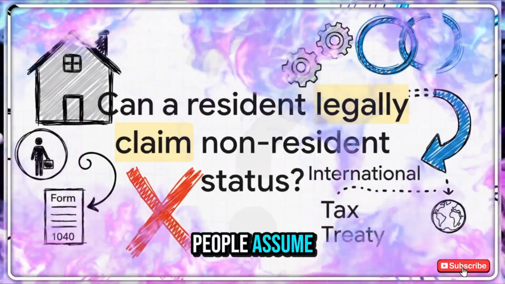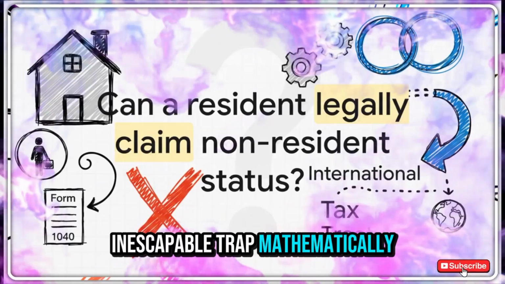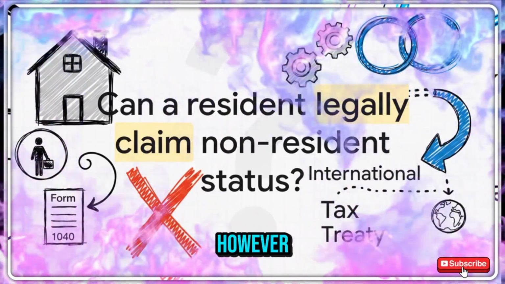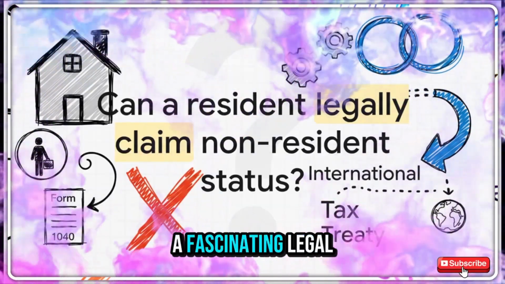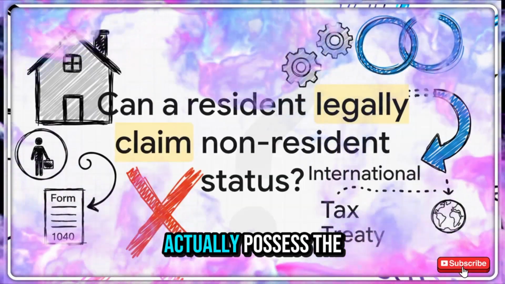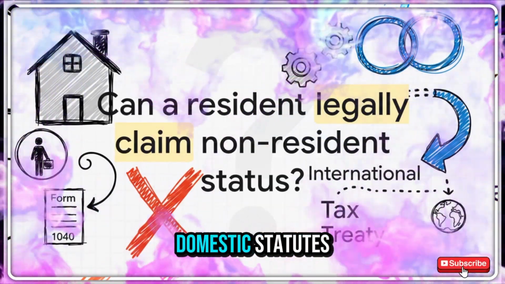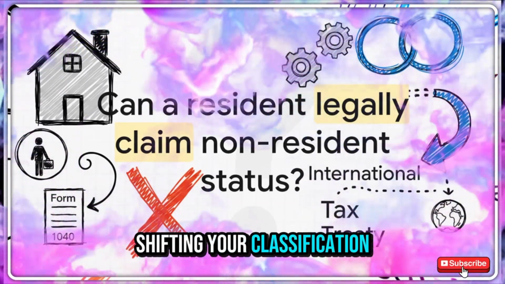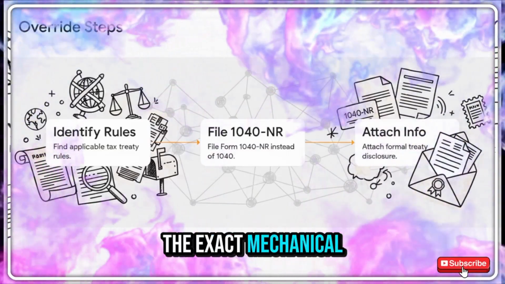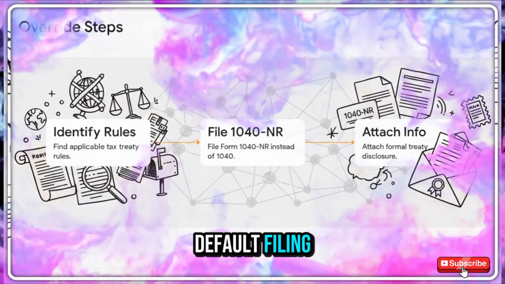A lot of people assume that meeting the substantial presence test is an inescapable trap, mathematically locking you into Form 1040 and worldwide taxation. However, expert analysis reveals a fascinating legal override. International tax treaties actually possess the sheer mechanical authority to completely supersede domestic statutes, shifting your classification despite your physical presence. And here's the exact mechanical sequence to force that legal override and change your default filing.